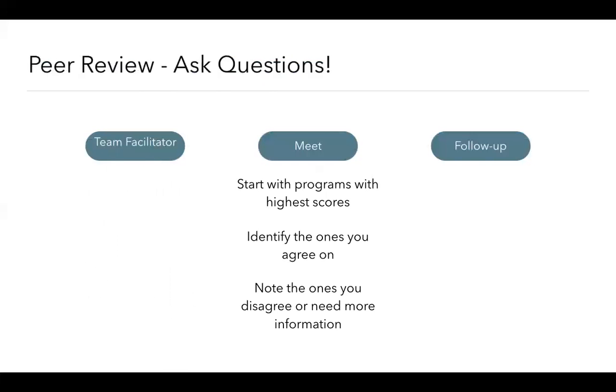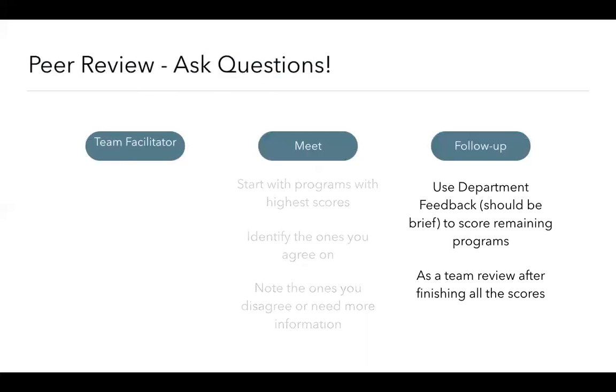So when you get together for your meetings, we recommend that you first start with the programs that have the highest scores, identify the ones that your team agrees on, and then note the ones where you feel like you need more information to either validate the score or to change the score. And then you'll go back to the division heads who did the scoring and ask for either more information to help you as you go through the process of either changing the score or confirming the score. And then you will come to a consensus and submit a final score sheet.